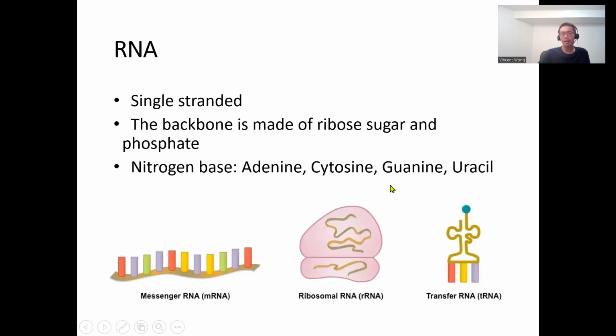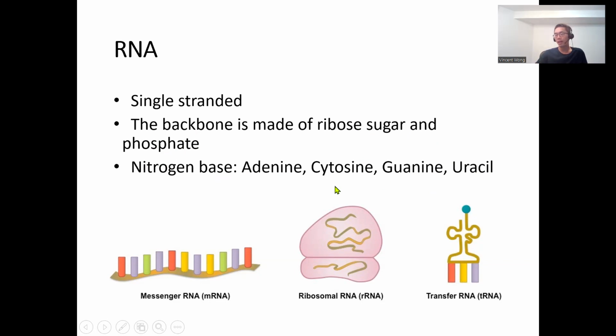Last slide, right? Besides DNA, the other nucleic acid is RNA, which is single strand. So it doesn't have two sides, it's one side only. The backbone has the ribose sugar as opposed to the deoxyribose, and it's made up of phosphate, just like DNA. In terms of the nitrogen bases, it's A, C, G, and uracil instead of thymine. Okay, uracil.